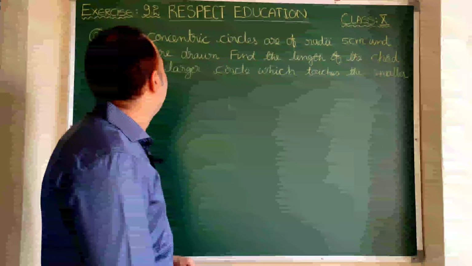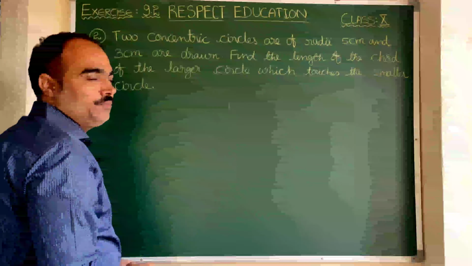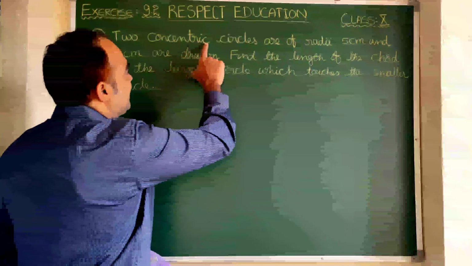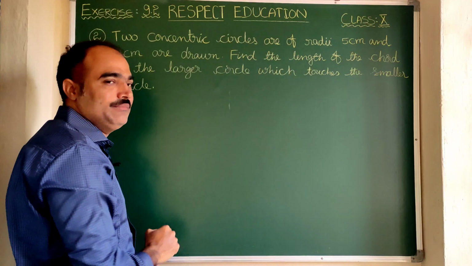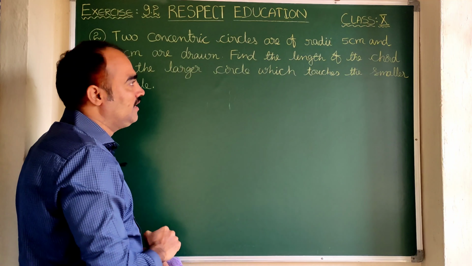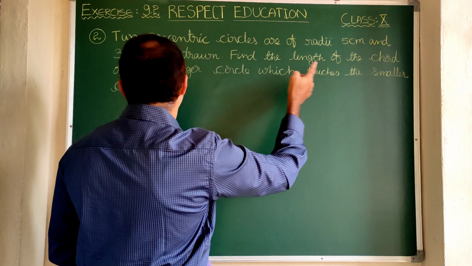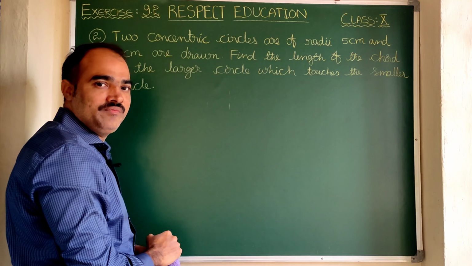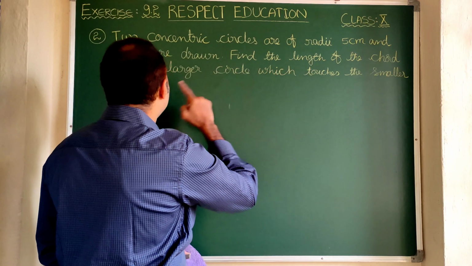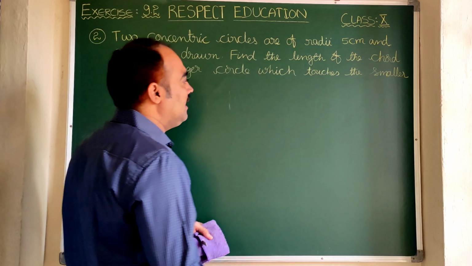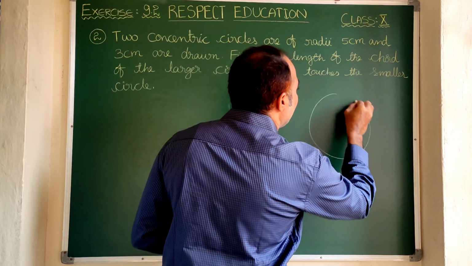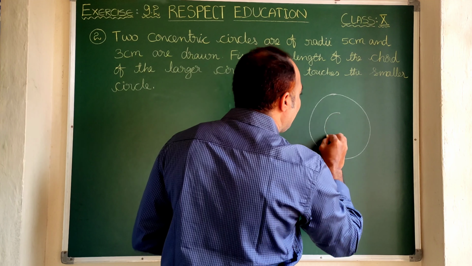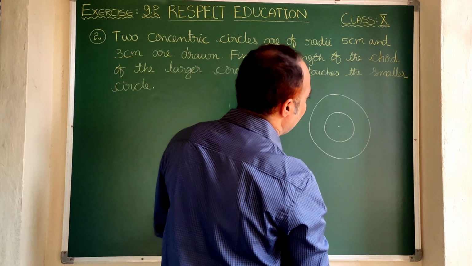Now let us see question number 2. Two concentric circles of radii 5 cm and 3 cm are drawn. Find the length of the chord of the larger circle which touches the smaller circle. So here, let us draw two concentric circles. For example, this is circle 1 and this is circle 2.